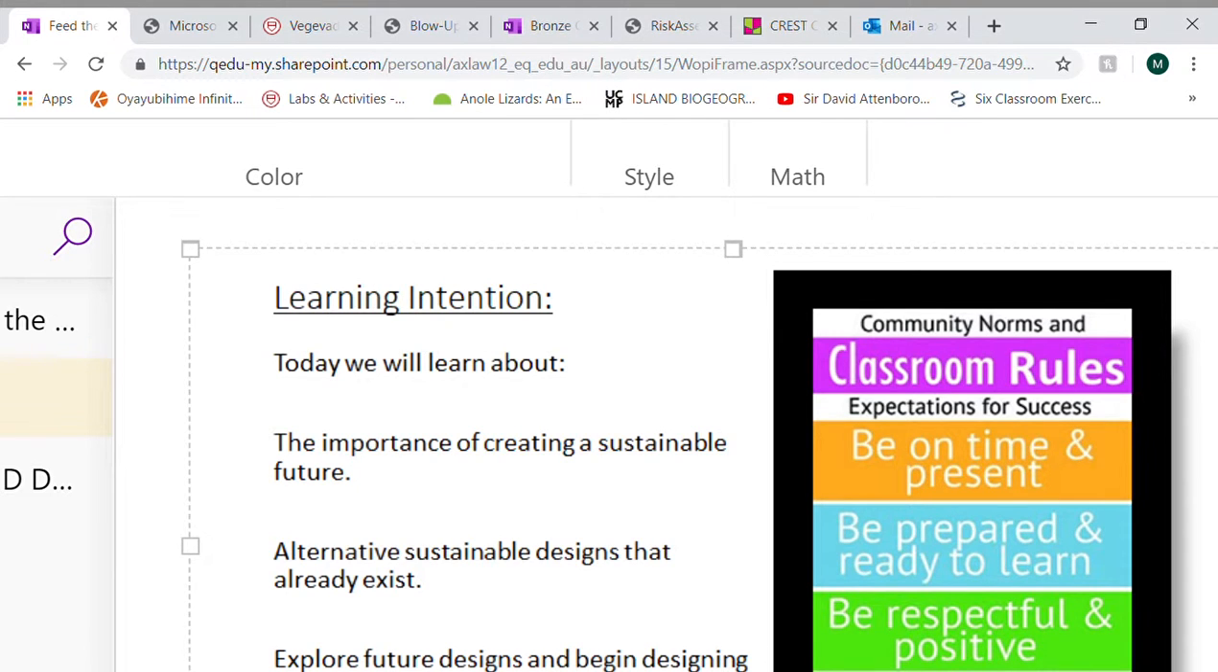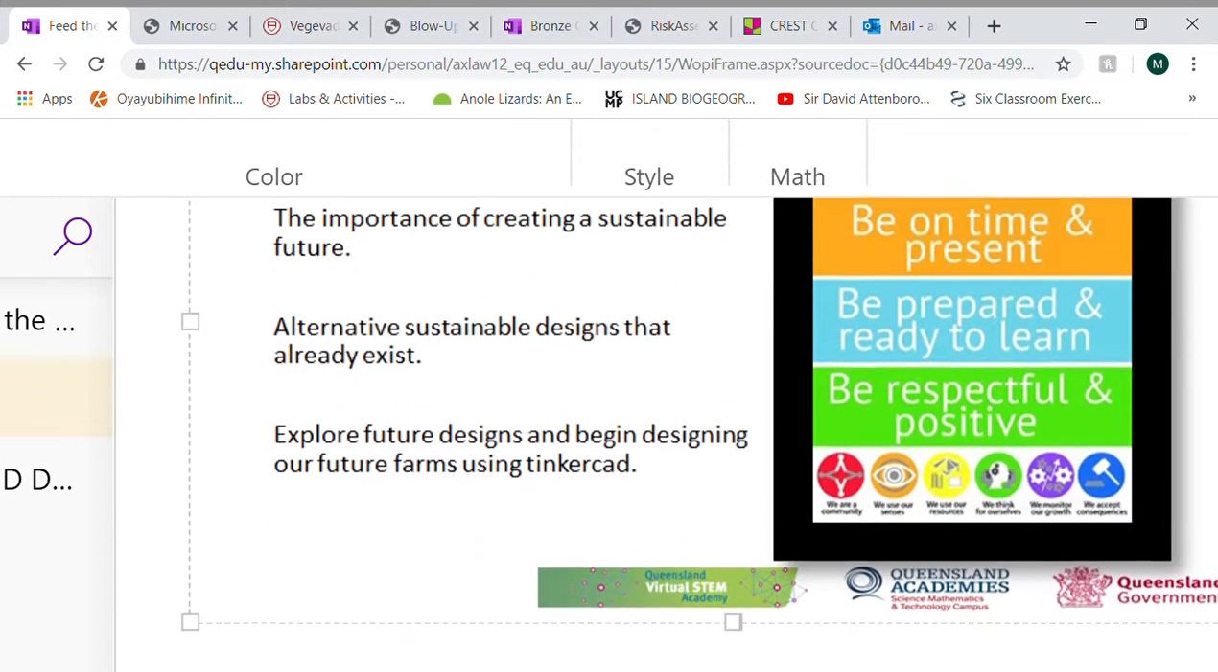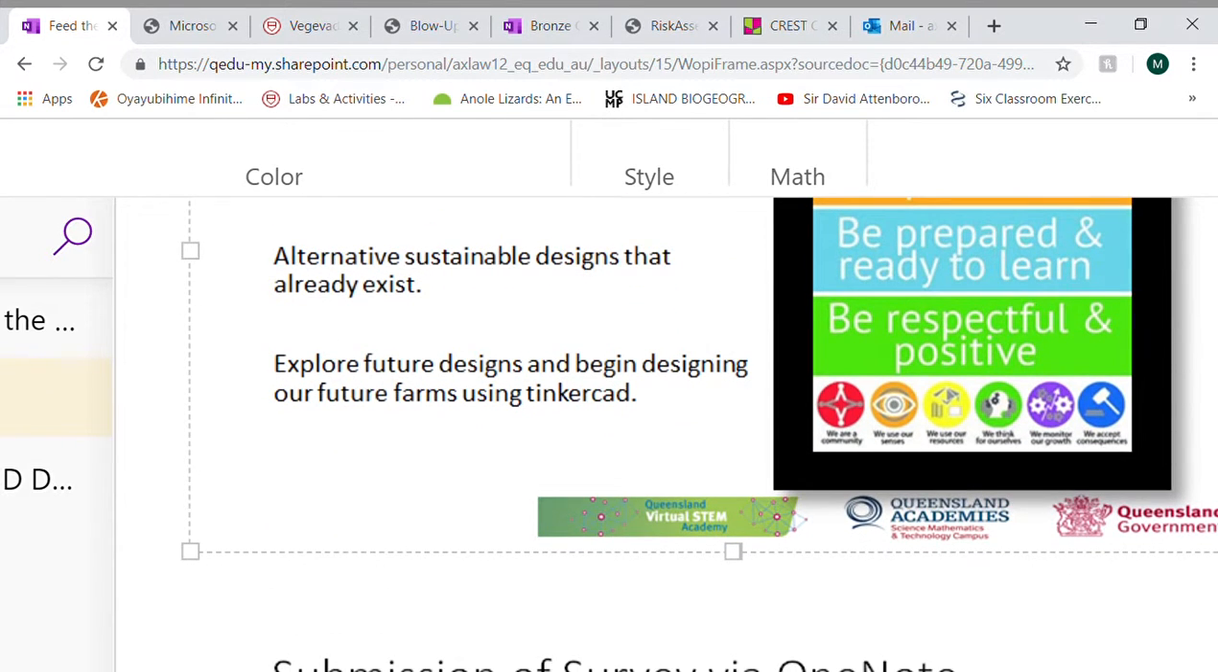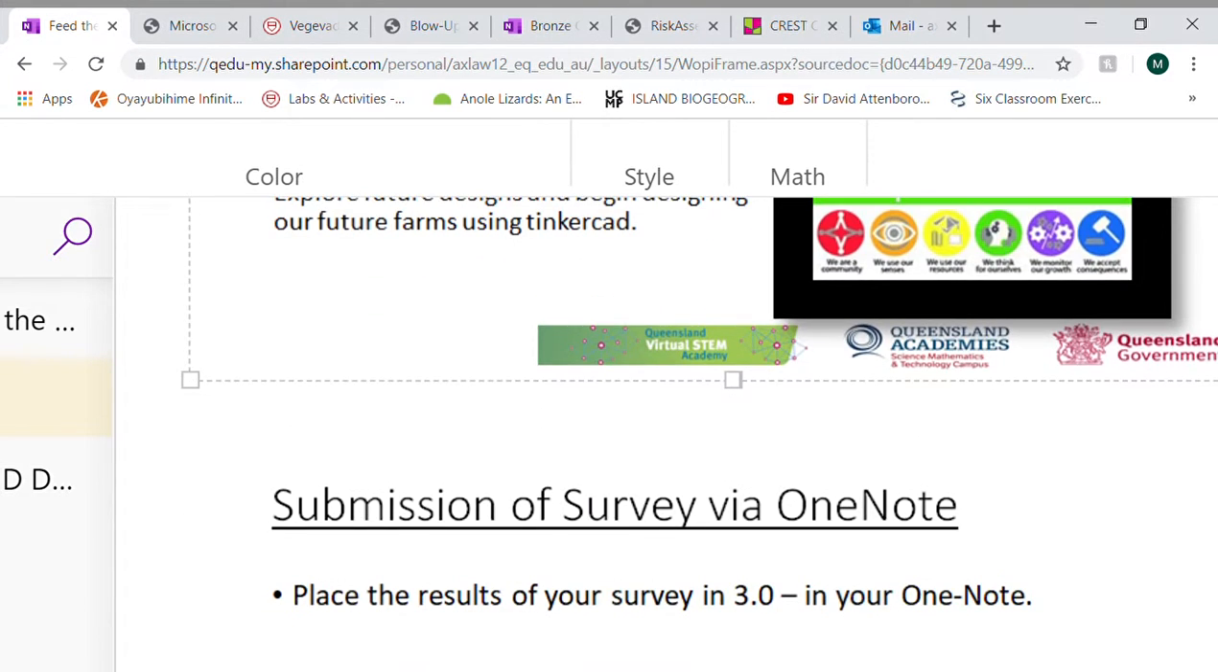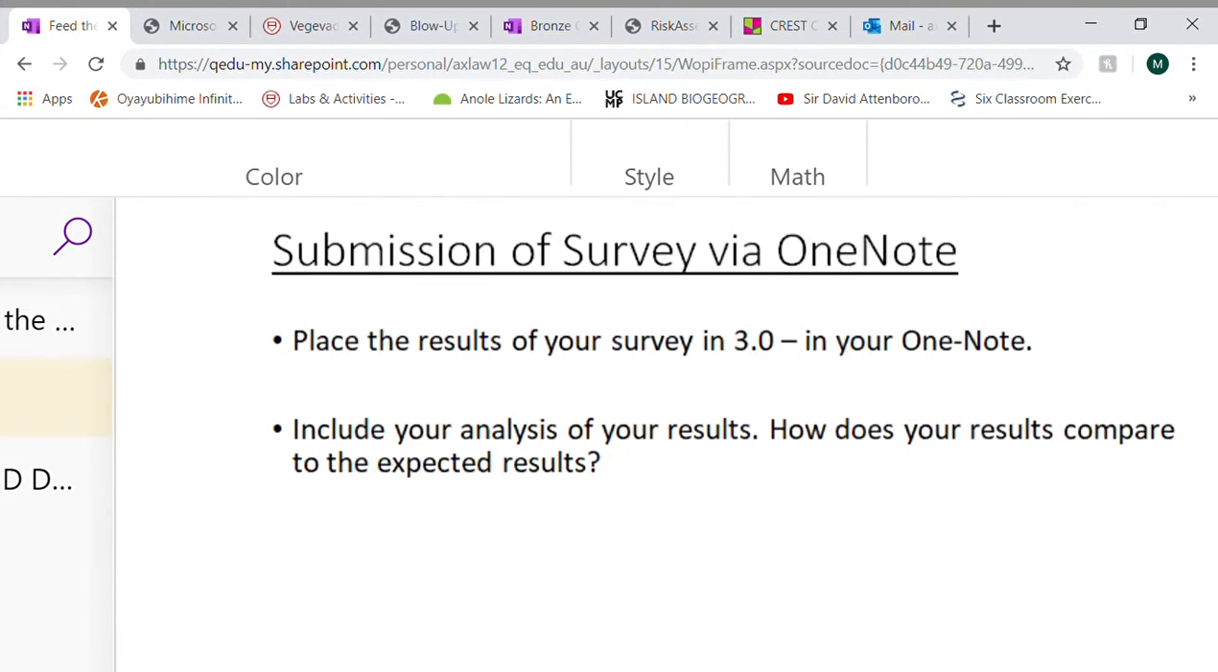Okay, so today we're going to learn about the importance of creating a sustainable future and alternative sustainable designs that already exist. We're going to explore future designs, have a little bit of a brainstorm, and begin designing our future farms using Tinkercad.